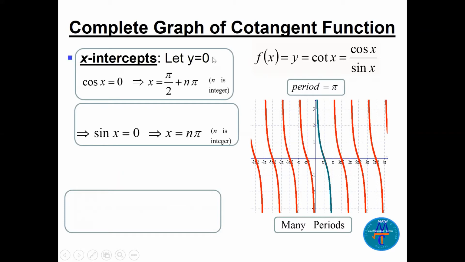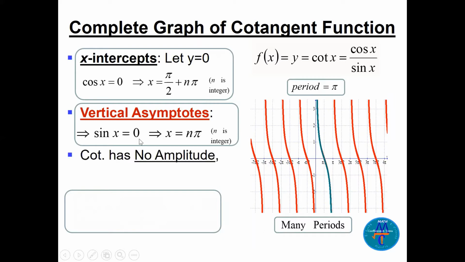Now the x-intercept. It's very important to know how to find the x-intercept of this cotangent. So for the x-intercept, put y equal to 0. If you put y equal to 0, then the cosine will be 0. The cosine of x will be 0 when x is pi over 2 plus n pi, where n is an integer. Also, you have to know how to find the vertical asymptotes of the cotangent. For the cotangent function, we look at the denominator to find the vertical asymptotes, where the denominator is equal to 0, which means sine x is equal to 0, so x will be n pi.